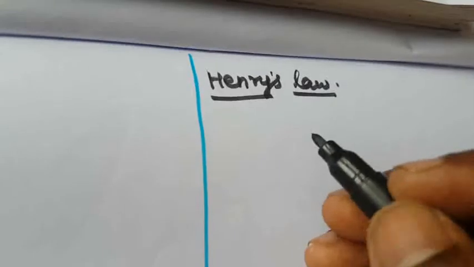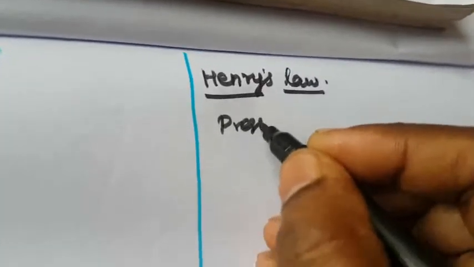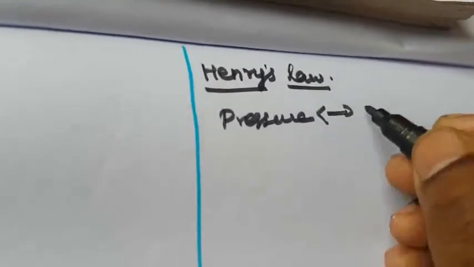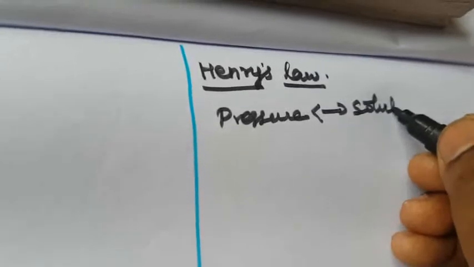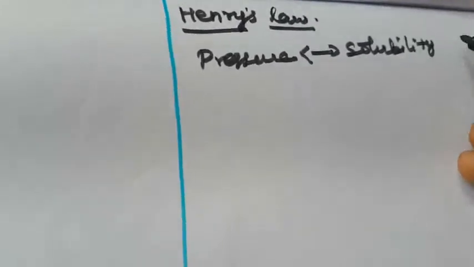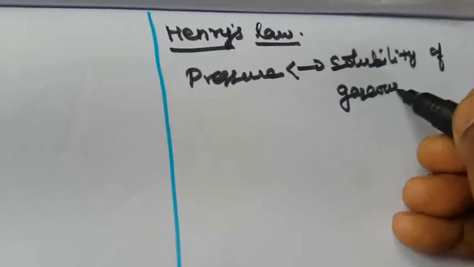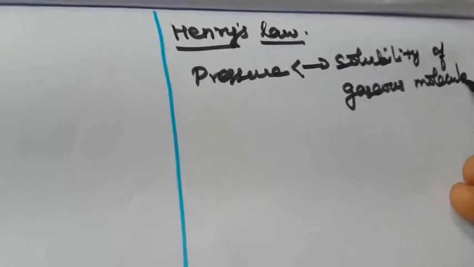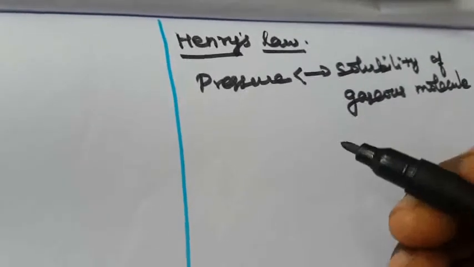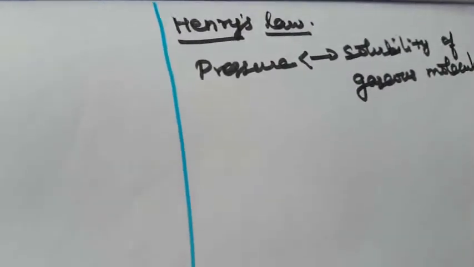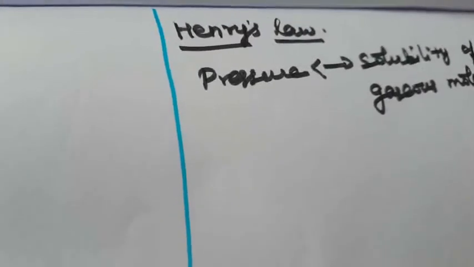What is Henry's law? William Henry gave the relationship between the pressure and the solubility of gases. So he explained this law, Henry's law, according to the pressure and the solubility of the gaseous molecule. According to that, the partial pressure of the gas in vapor phase is directly proportional to the mole fraction of the gaseous solute in the solution at low concentration.